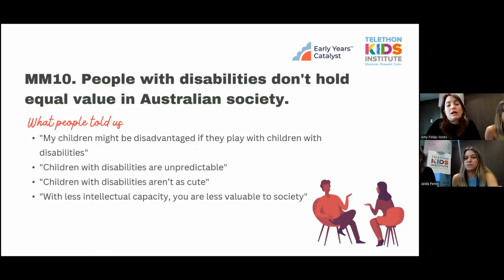Okay, another class of mental model that we interrogated connected to the experience of inequity was around the experience of people living with disabilities and how they are viewed in Australian society. We unearthed a whole host of very stigmatising beliefs connected to people and children specifically living with disabilities, which are characterised by the mental model that people with disabilities don't hold equal value in Australian society.